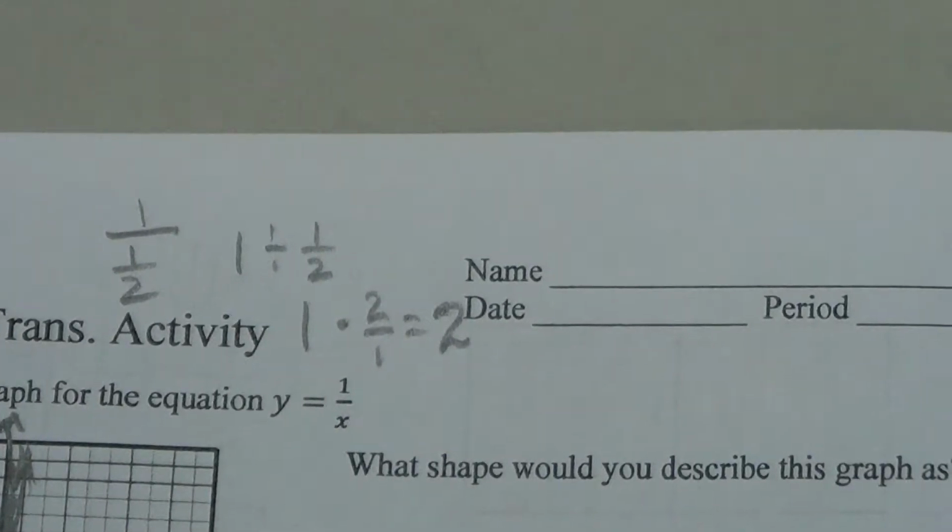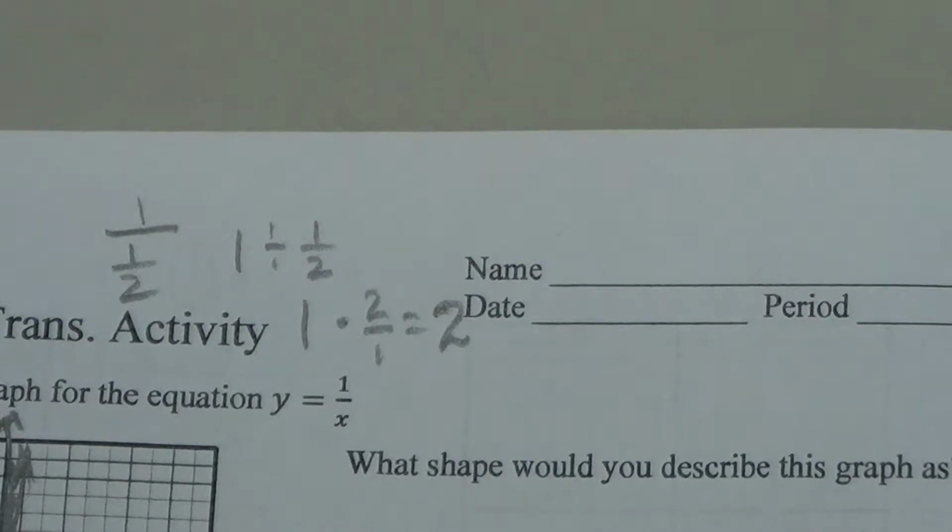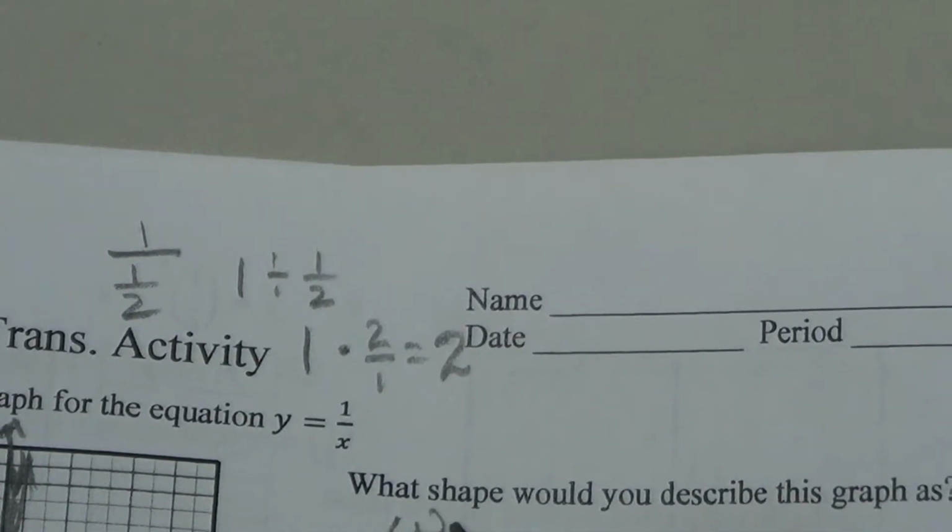And so that's how the rational expression graph looks. That is called a hyperbola. Shape of the graph, in class they named it wings.